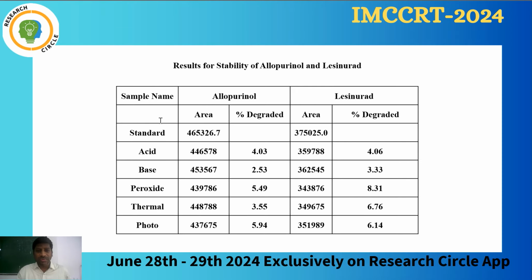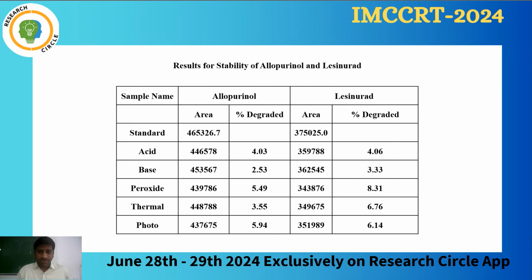After the degradation studies, these are the peak areas obtained for allopurinol. These are the peak areas obtained for Lesinurad. So we have to calculate the percentage degradation. For allopurinol: acidic 4.03, basic 2.53, peroxide 5.49, thermal 3.55, photolytic 5.94. For Lesinurad: acidic 4.06, basic 3.33, peroxide 8.31, thermal 6.76, photolytic 6.14.